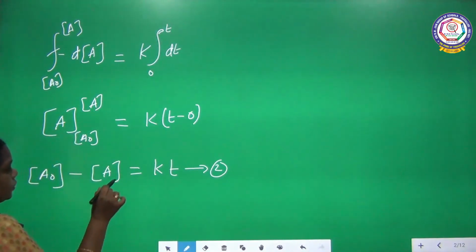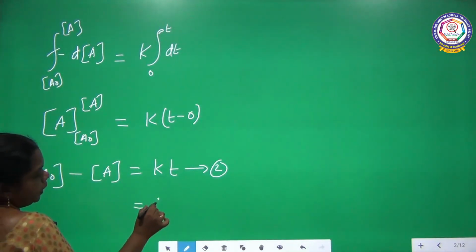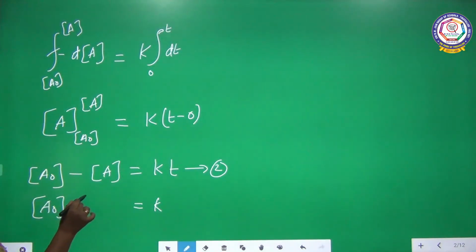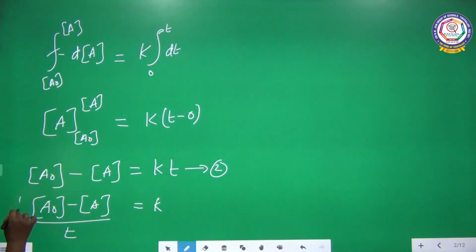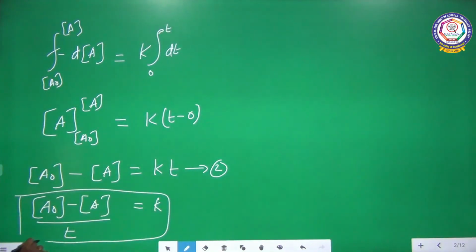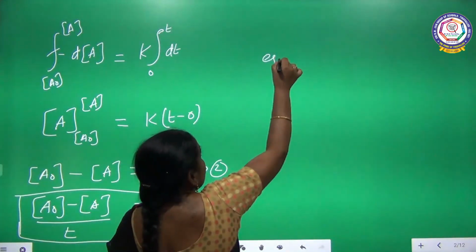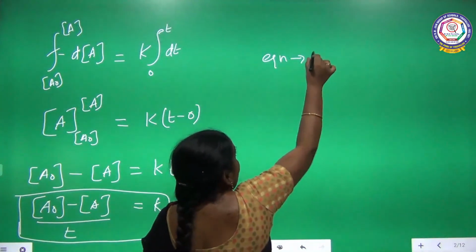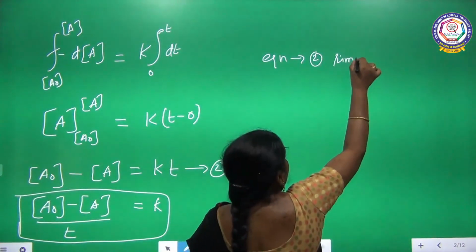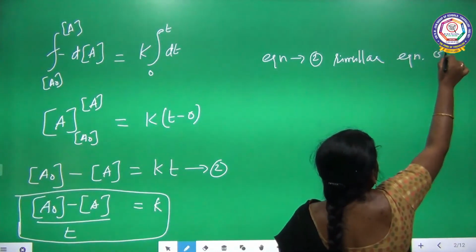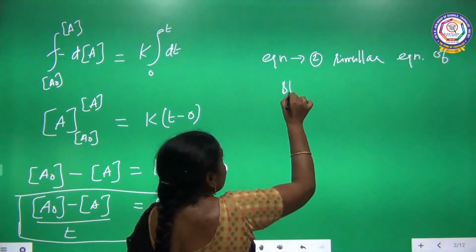So, now you have to bring K to one side, then K equals concentration of A0 minus A by t. So this is the rate constant for the zero order reaction. Now equation 2 is similar to the equation of a straight line.